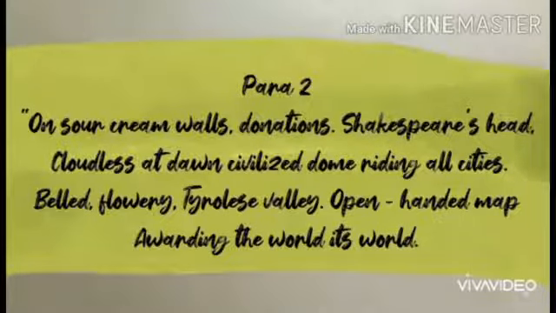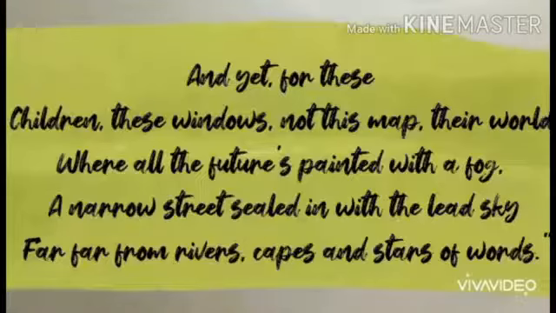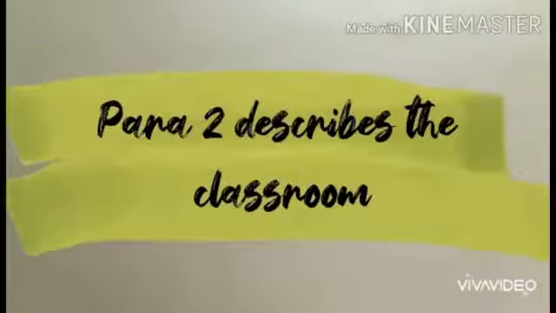The second para. On sour cream walls, donations. Shakespeare's head, cloudless at dawn, civilized dome, riding all cities, bellied, flowery Trioles Valley, open-handed map, awarding the world to its world, and yet for these children, these windows, not this map, their world, where all their future painted with fog, a narrow street, sealed in with a lead sky, far, far from rivers, capes and stars of the world, of words, sorry.